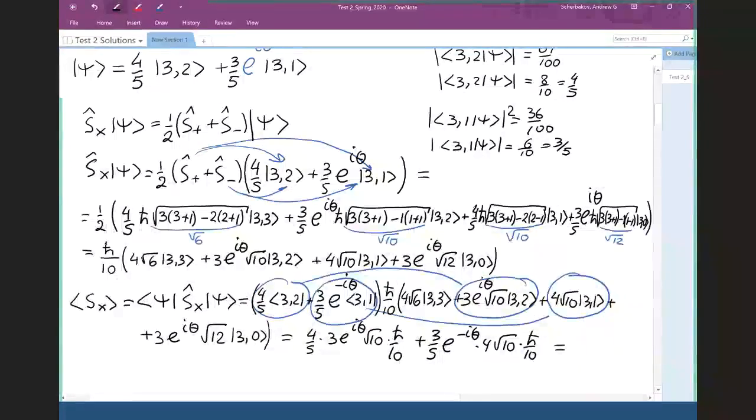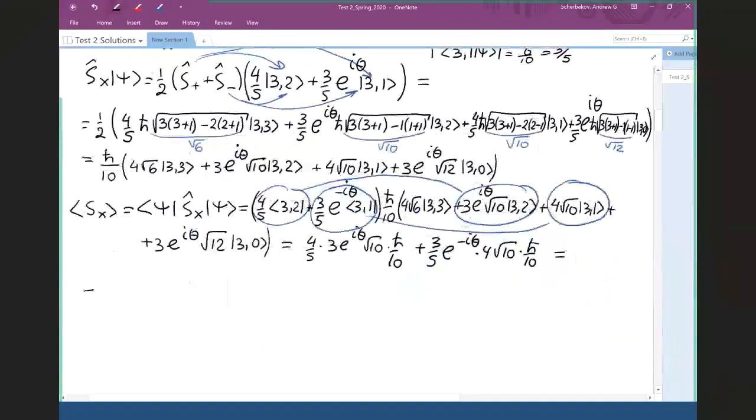Okay, so let's factor out the common parts to all of it. So you end up with 12 root 10 times h bar divided by 50. And if I factor e to the i theta plus e to the negative i theta here, I would like to rewrite this like that.